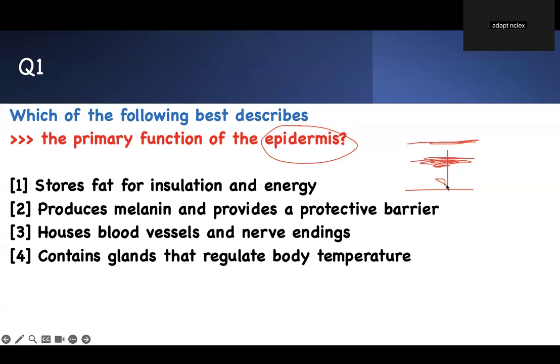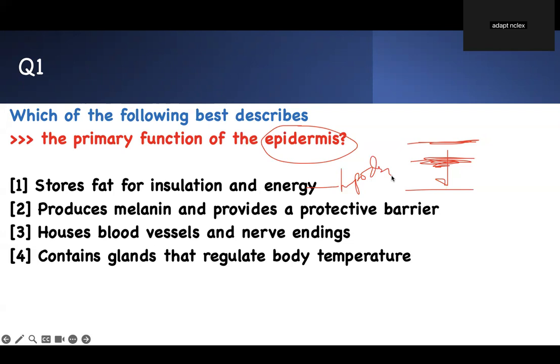Each layer has its own function, right? What does the epidermis do? Epi means outside, the outermost part of the skin. It stores fat for insulation and energy. No, this is the hypodermis. Hypodermis usually stores fat and insulation.